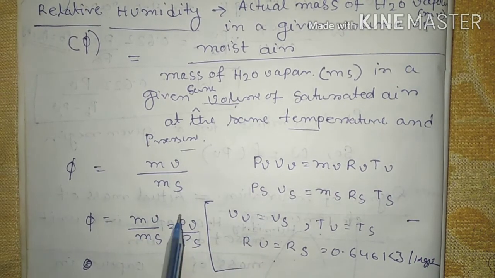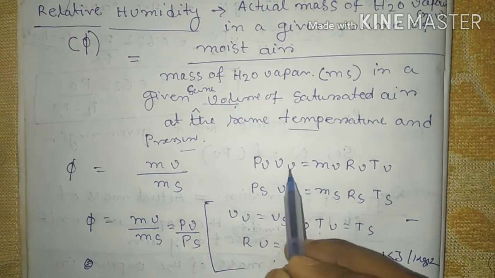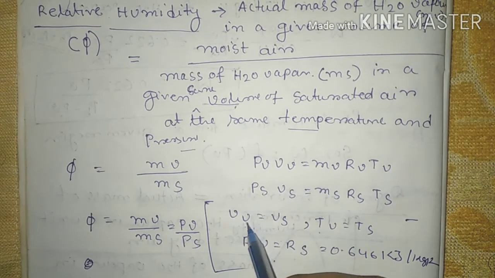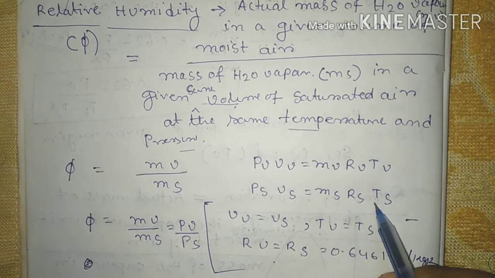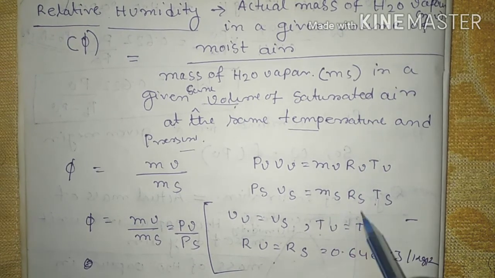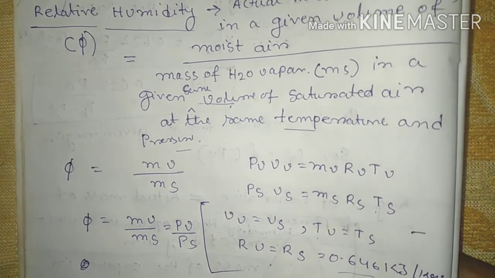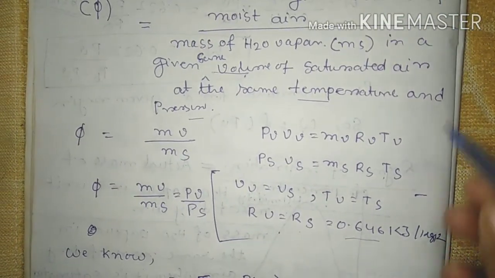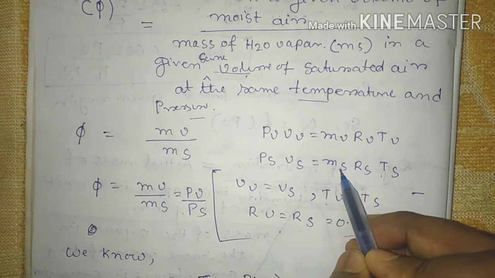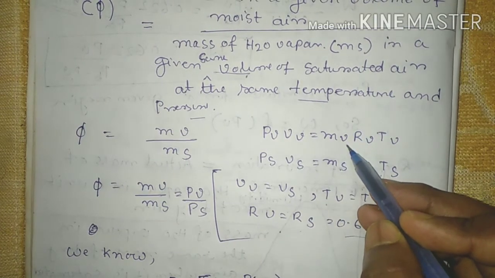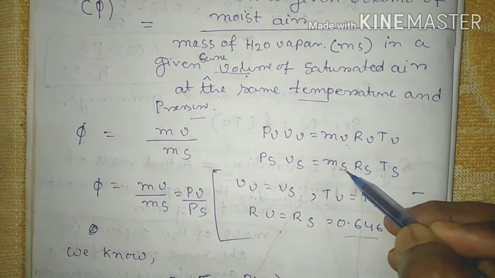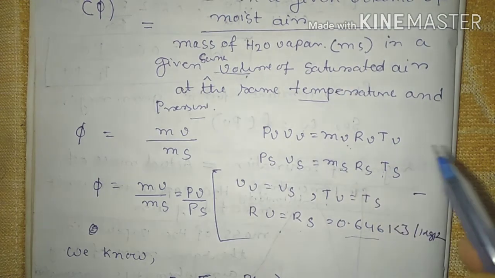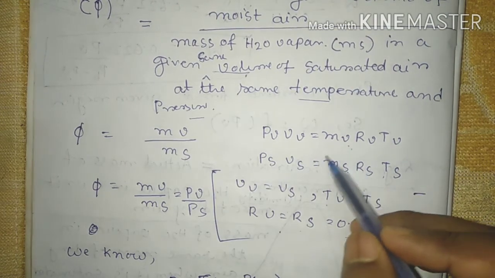So mv by ms you can also write from this equation, because both these terms will be cancelled: vv is equal to vs, similarly tv is equal to ts, and rv is equal to rs, that is given as 0.646. Because the mass of water vapor is in both cases, but one is for the unsaturated state of moist air, and one is the mass of water vapor when it reaches the saturation state.